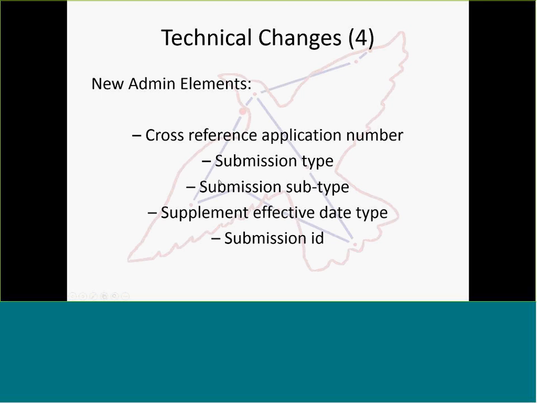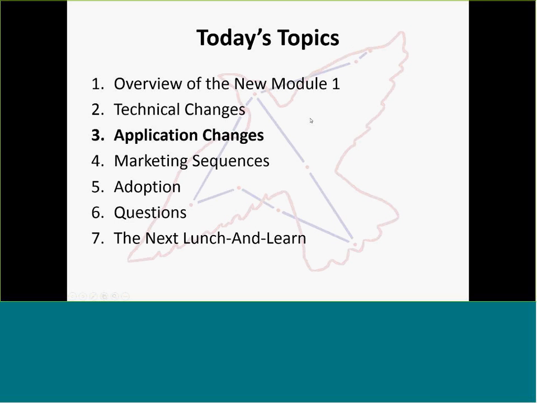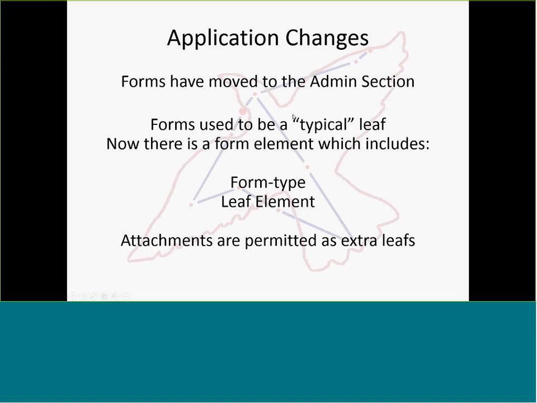And a few other submission types, subtypes, the effective date, and the submission ID, which is the sequence number. Some application changes: instead of having all of our forms just treated like a typical leaf, they move from the regular section of eCTD into the envelope section, the administrative section.